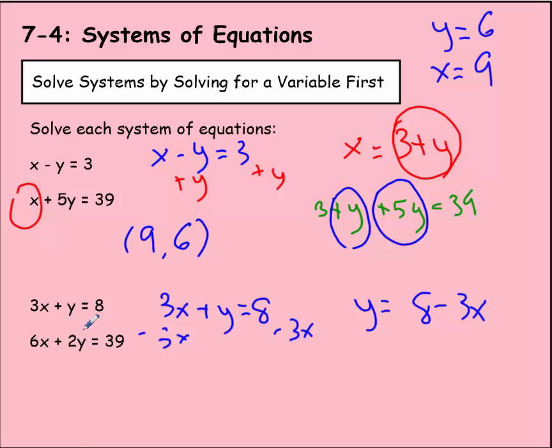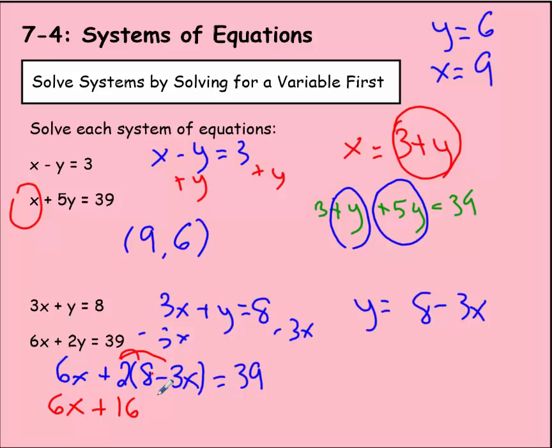Let's rewrite this equation. We have 6x plus 2 times this. So let's write this in parentheses. So 2 times 8 minus 3x equals 39. So now we can do distributive property to solve that then. So if we rewrite this, we have 6x plus 2 times 8, which is 16, minus 2 times 3, which is 6x, equals 39.